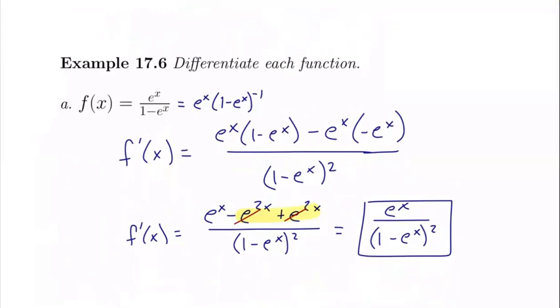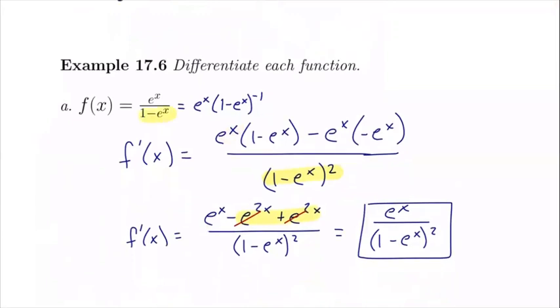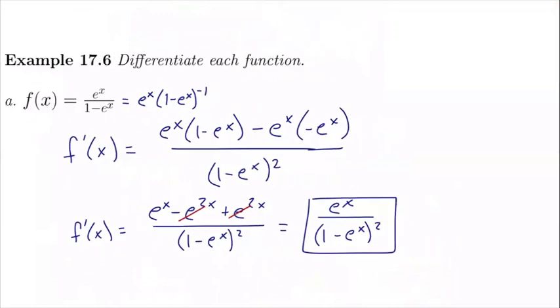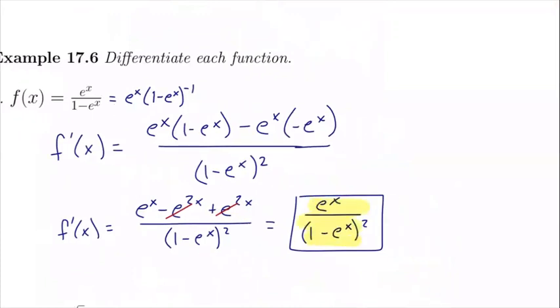We have e to the x over 1 minus e to the x quantity squared. Oh, don't forget in the quotient rule that we square the denominator. Easy part, I just sort of skipped over that, but we finish up with this expression in the end. And we have that.